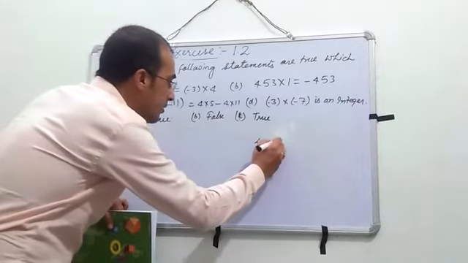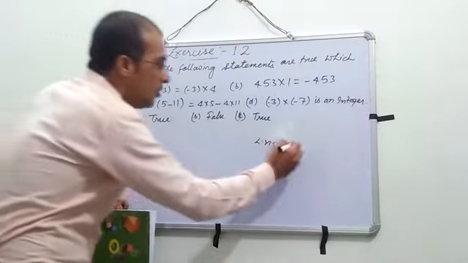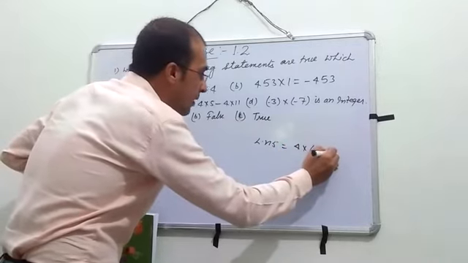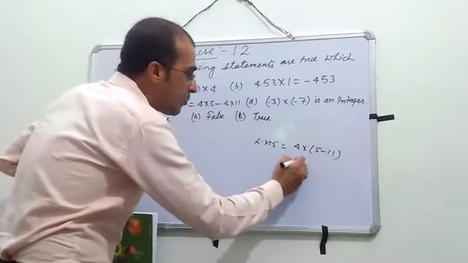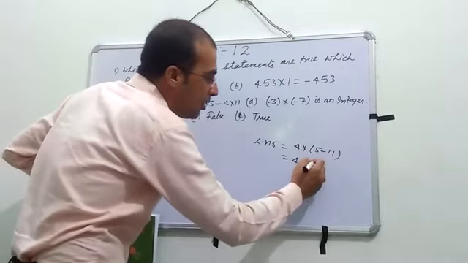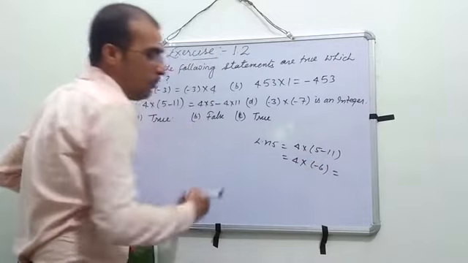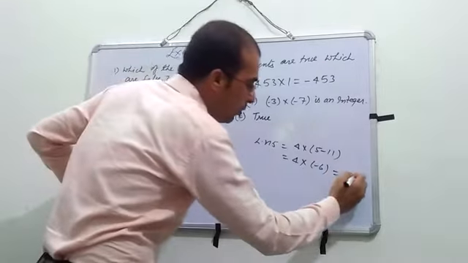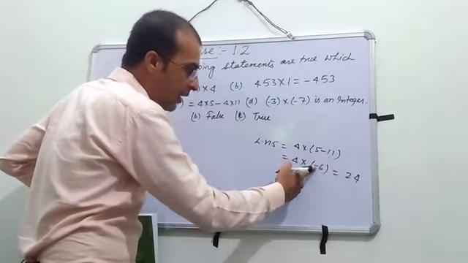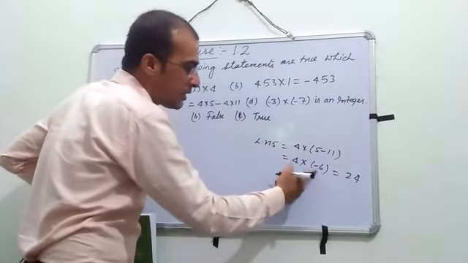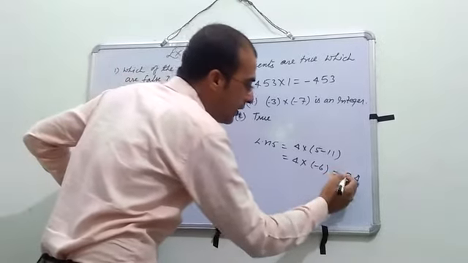So LHS is here. What is LHS? 4 into 5 minus 11. It means 4 into 5 minus 11 equal to 4 into minus 6. Multiplication of 4 and 6 equal to 24. And this is positive and this is negative. Negative and positive is always negative.